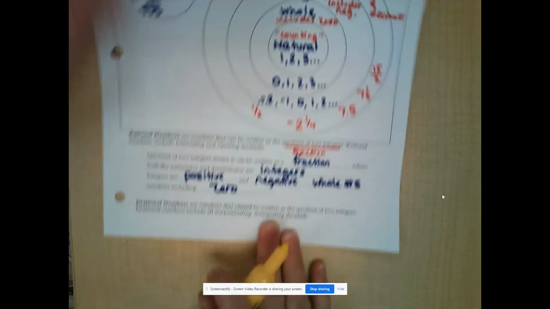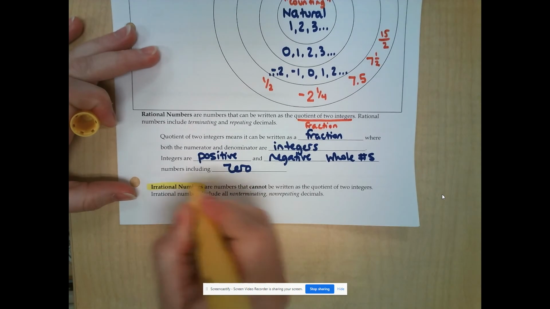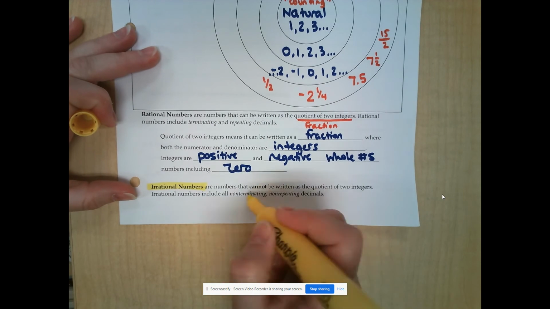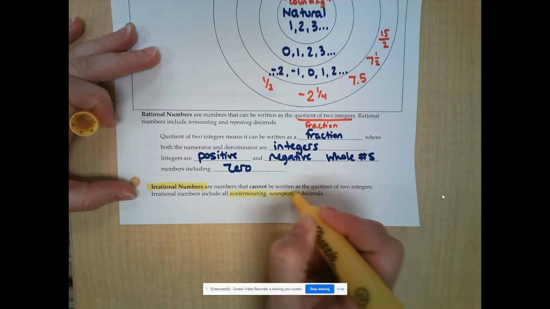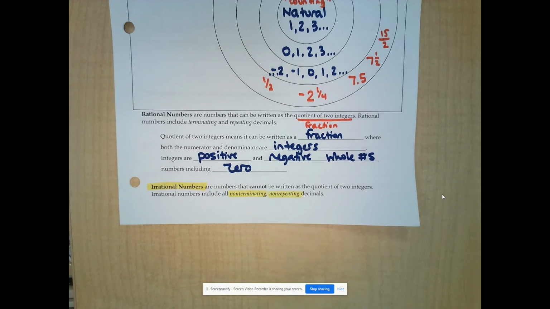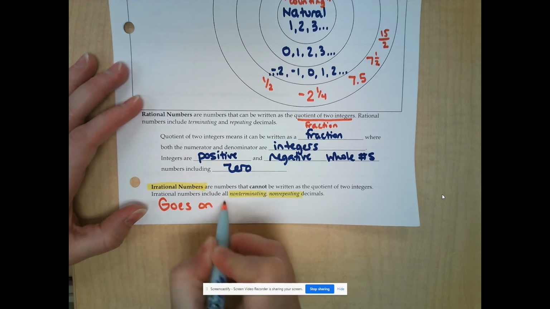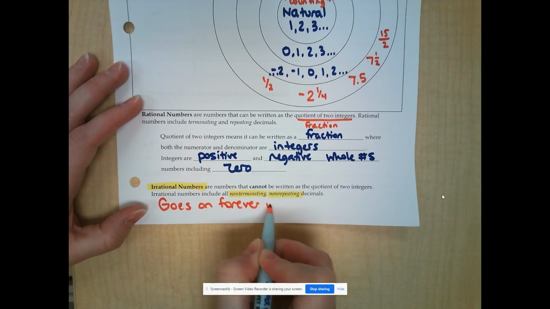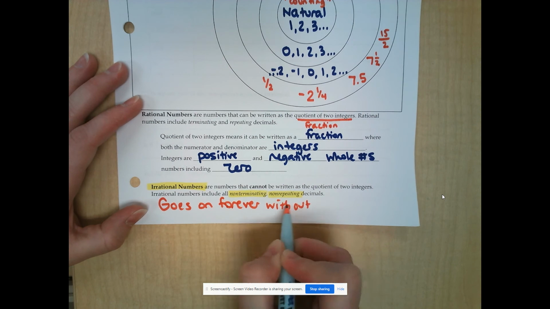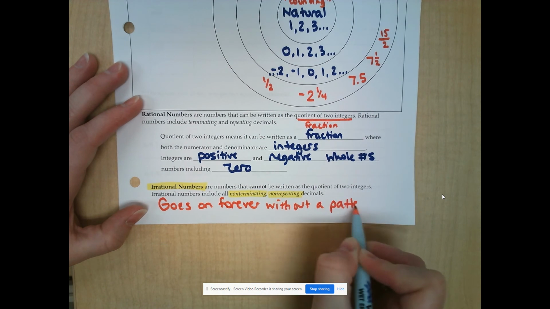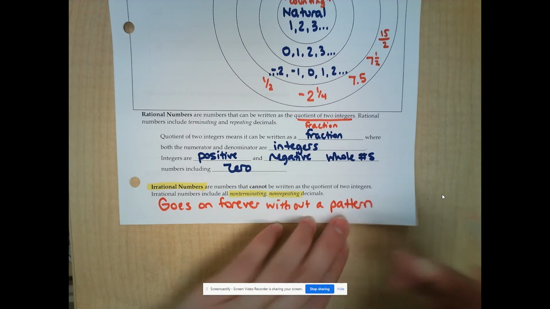If you look at the very bottom, irrational numbers, the ones that we said are not rational or don't make sense, they are non-terminating and non-repeating, which is really fancy for goes on forever without a pattern. So goes on forever without a pattern. All right.